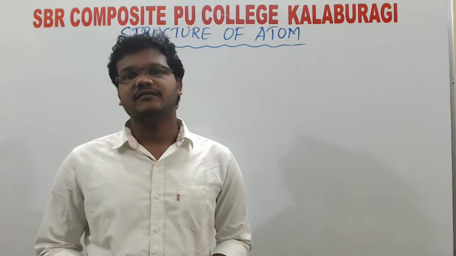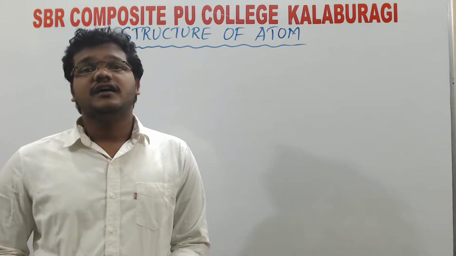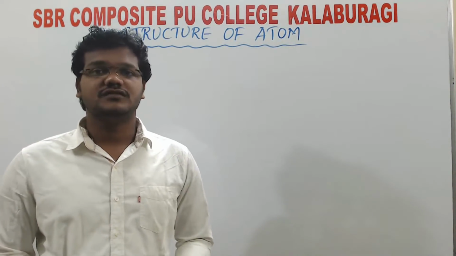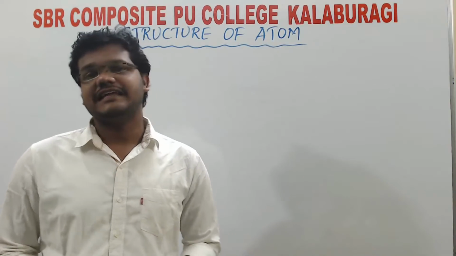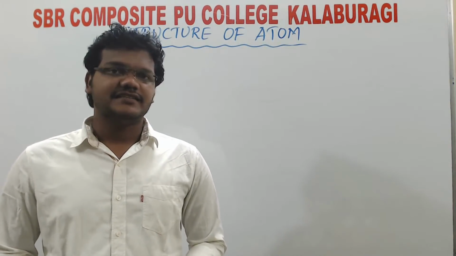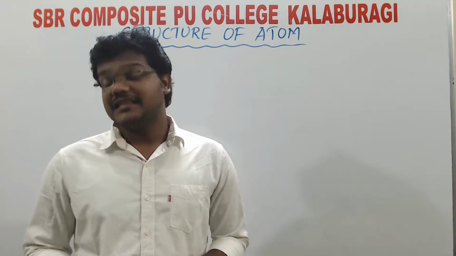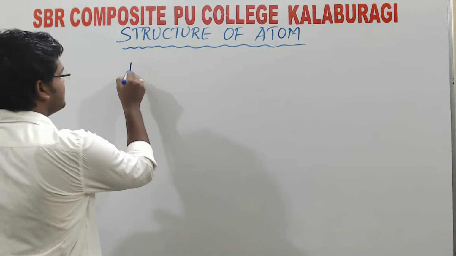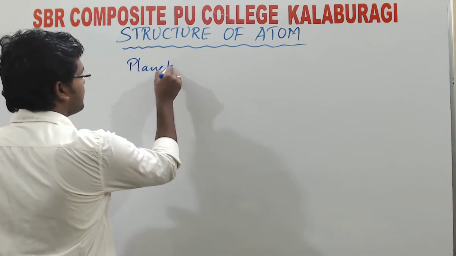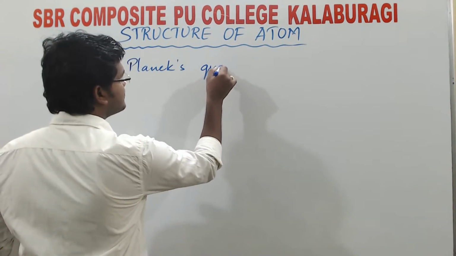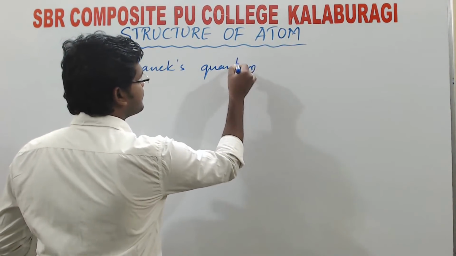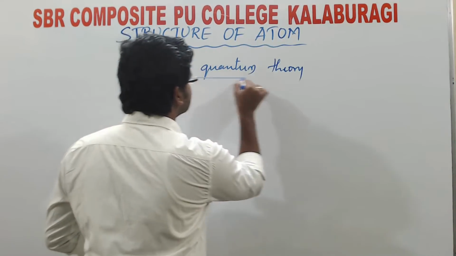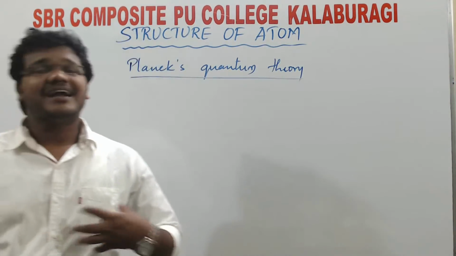Before starting Bohr's atomic model, let me go for one more last concept, that is Planck's quantum theory, which says that the particle nature of electromagnetic radiation. That is nothing but Planck's quantum theory. It is called what? Planck's quantum theory, which also gives an idea about the particle nature of electromagnetic radiation.